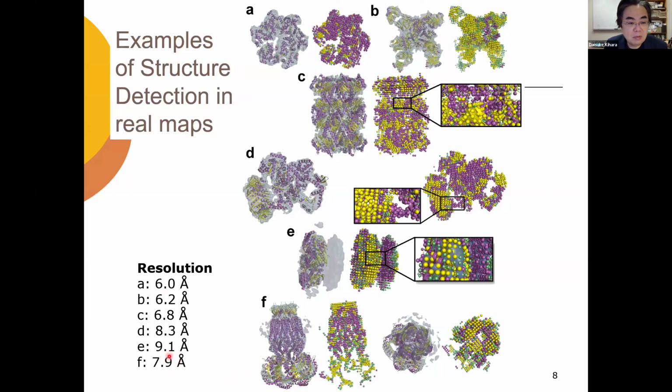to 9.1 angstrom. So even at the resolution of 9.1 angstrom, 9 angstrom is really low resolution. By eyes, you don't see much. But by applying deep learning, you can still see where the beta strand and alpha helix are located.